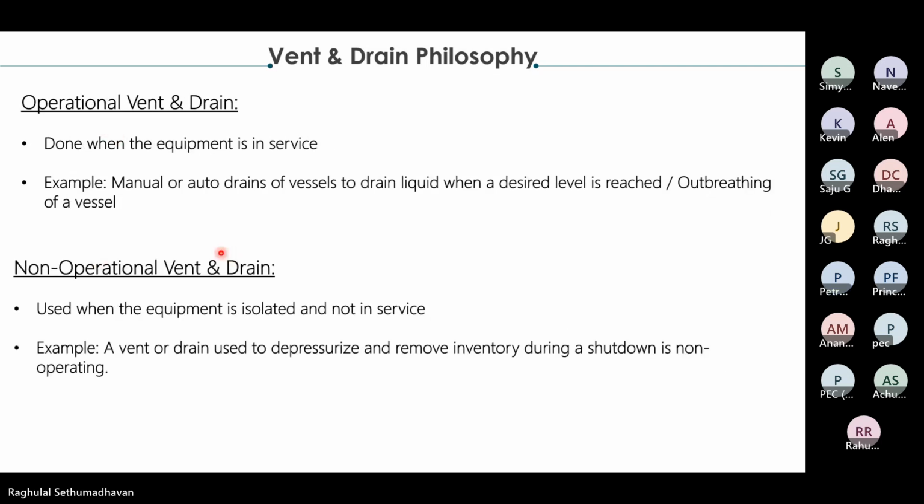Operational vent and drain. When the equipment is in service, we require some venting or draining, for example, manual or auto drains of the vessels. If we are changing our vessel, there are some bottom drains left. We'll take that to a closed or open drain system. Similarly for venting also, there is operational vent and drain. Non-operational means when the equipment is taken for shutdown or maintenance. At that time the venting and draining is non-operational.